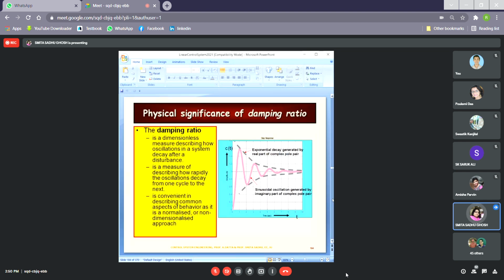So now we come to the physical significance of damping ratio. As far as damping ratio is concerned, it is a dimensionless measure describing how the oscillations decay after a disturbance.